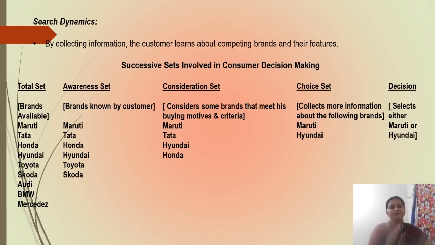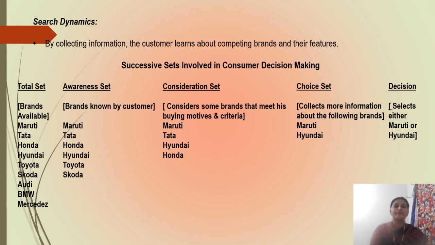So through the information search process, the product in the consumer's mind changes from total set to awareness set, from awareness set to consideration set, from consideration set to choice set, and finally from choice set to decision. The total set consists of brands available in the market. For example, if a person has decided to buy a car, the total set will consist of the brands of cars available in the market.